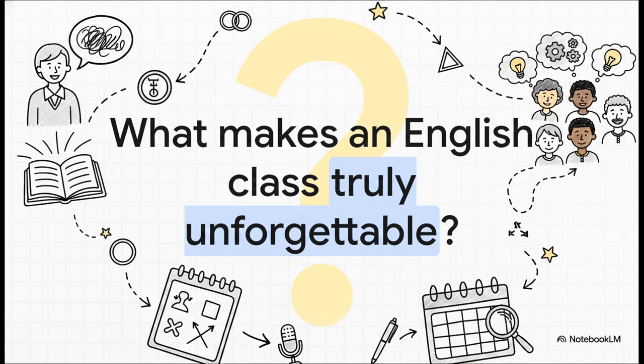So I want you to think about this for just a second. What actually makes an English class completely unforgettable? Think back to that one teacher who completely changed your life, or maybe a specific lesson you still remember clearly to this day. Was it just because the teacher was super charismatic? Was it the energy in the room? Or maybe the activities you did? Well, the data actually shows that the magic doesn't come down to just one thing. It happens when there's this perfect, carefully pre-planned alchemy between the teacher, the student, and the lesson plan itself.